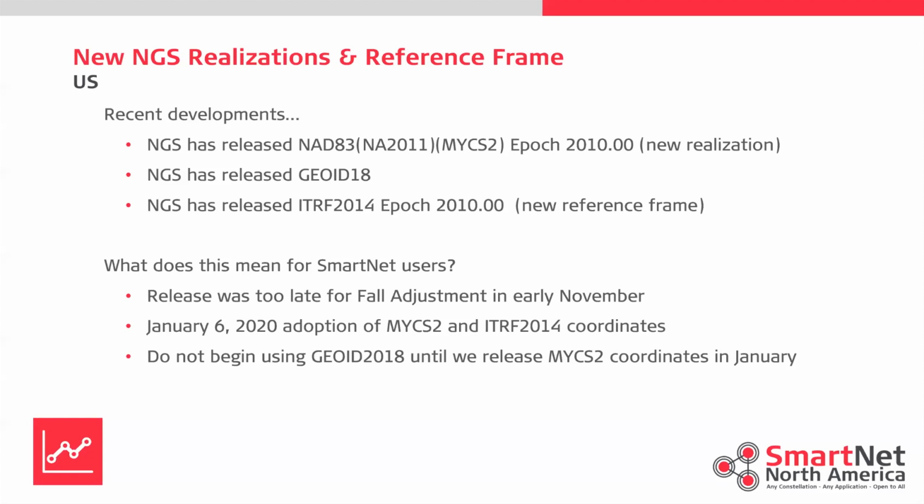We have received a number of questions about starting to use GEOID 2018. We would not recommend using it until we release the MYCS2, again, the multi-year core solution 2 coordinates in January. They are not relative to one another. It could actually induce error into your solutions, even though the GEOID 2018 is supposed to be a more accurate GEOID model. It's referenced to the old reference frames and coordinates.